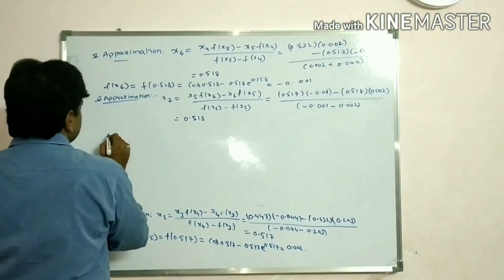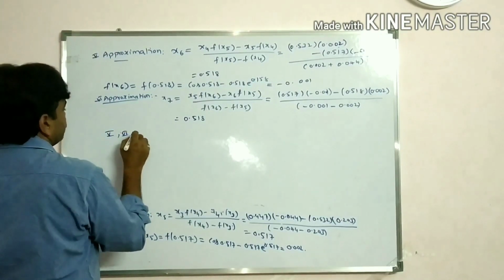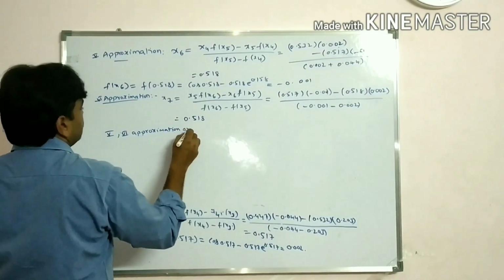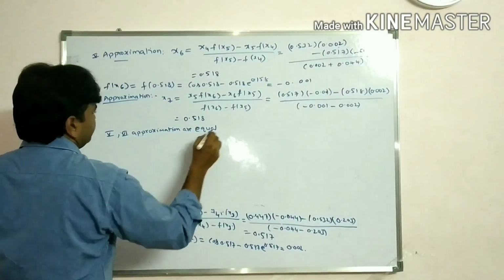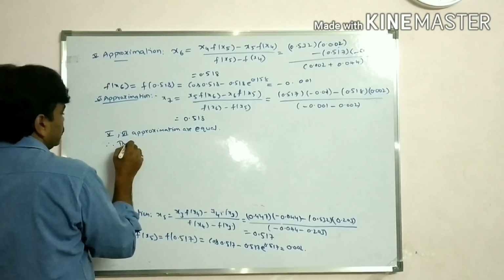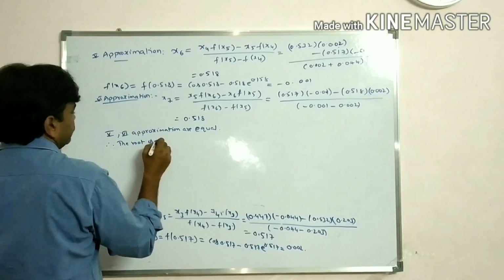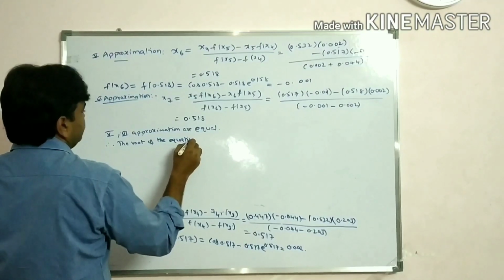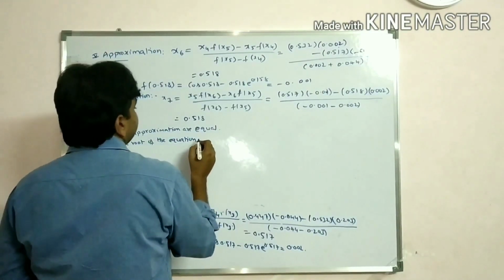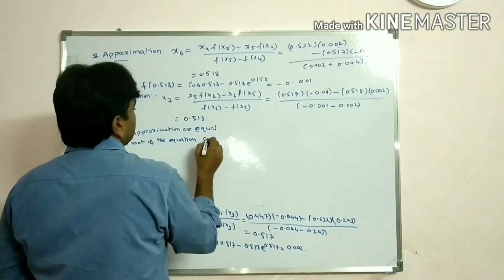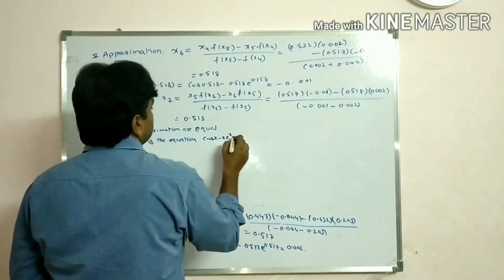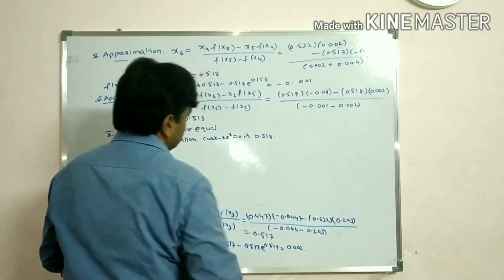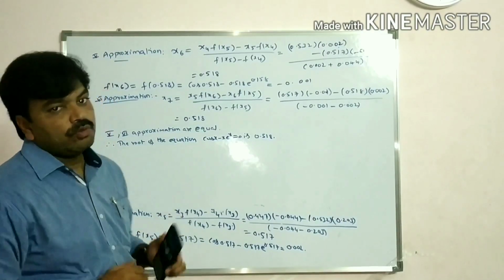See, fifth and sixth approximations are the same. Therefore, the root of the equation cos x minus x e power x is equal to 0 is 0.518. This is about the secant method, students. Hope you understand.